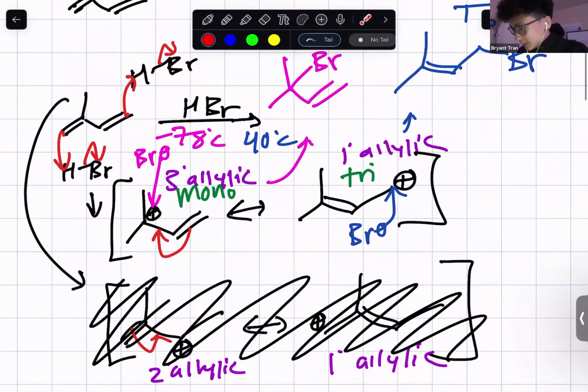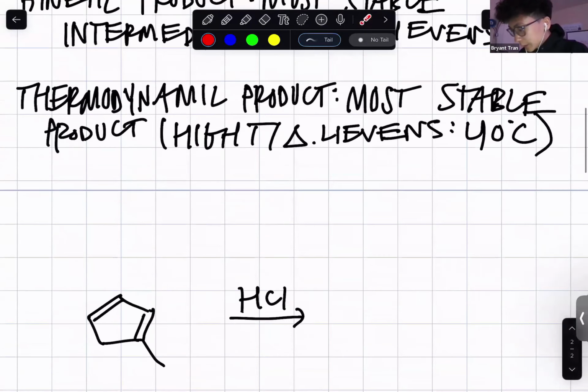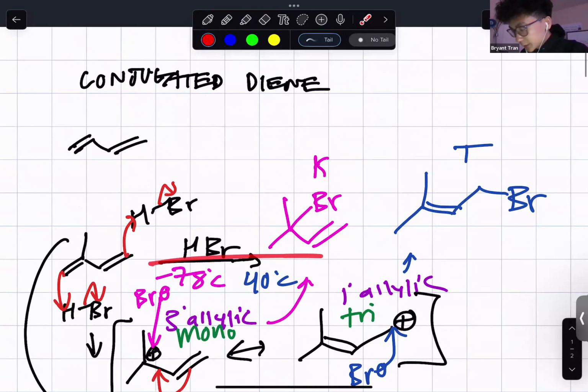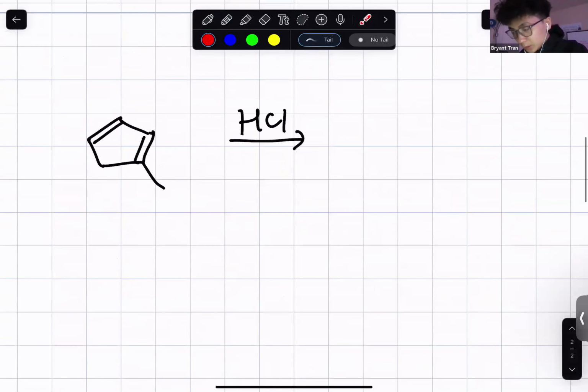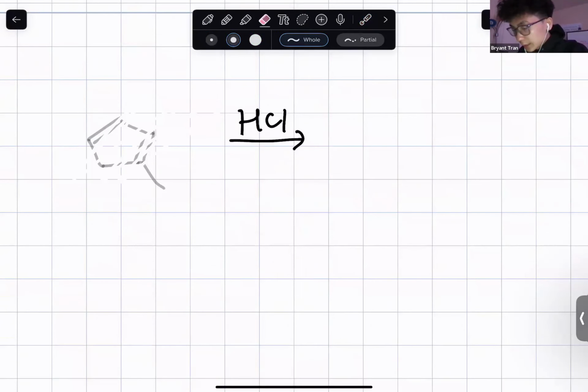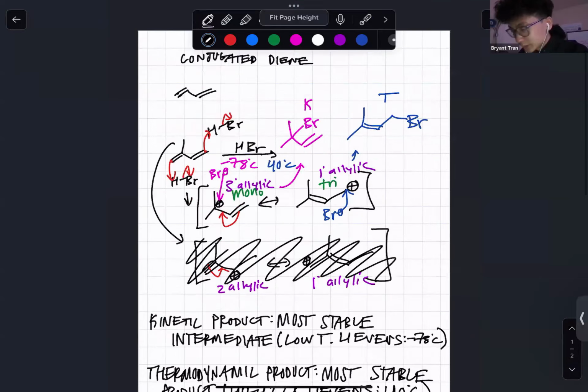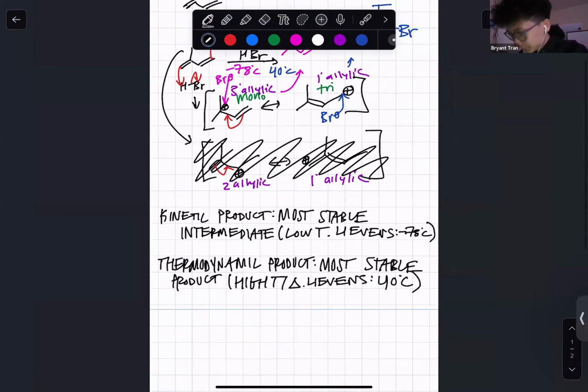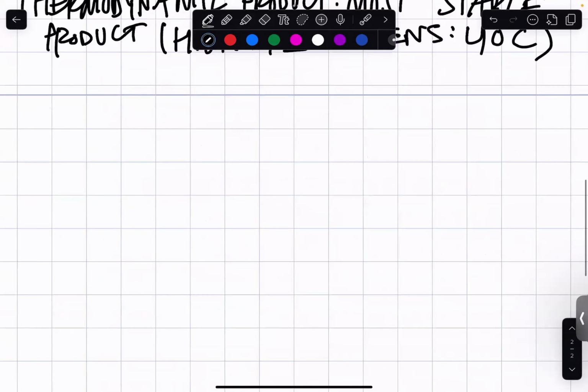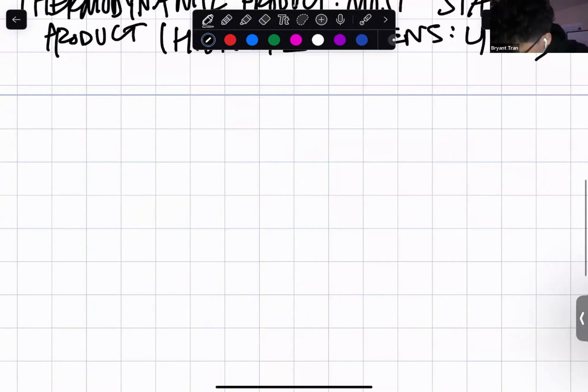Okay, so that was the reaction with HX. I'm going to give you a practice problem to try it out on, and I'm going to show you the reaction with X2 afterward. It's the same process, but a different mechanism at the beginning. Okay. So let me give you this here.